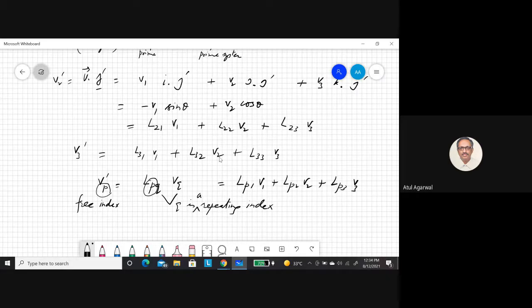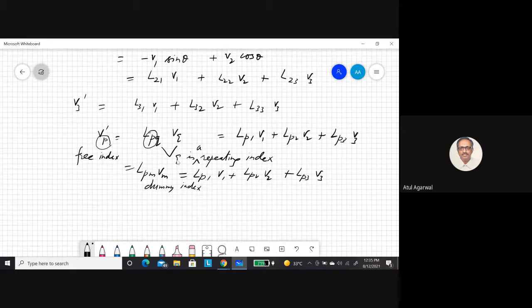You can replace Q and call it M. You could have written L_PM V_M. Again, you would have got the same answer, the same expansion: L_P1 V1 plus L_P2 V2 plus L_P3 V3. So whatever is a repeating index is called a dummy index. The only advantage of doing it like this is that you are writing a long expression in brief. All this is thanks to Einstein's notation.